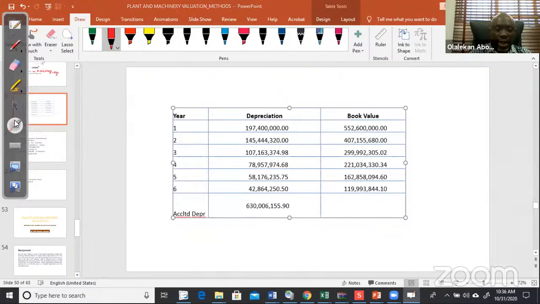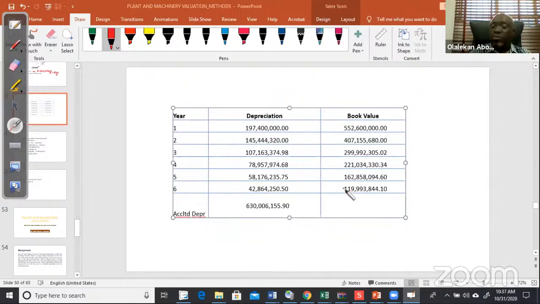Let me point to that. This is the depreciation for year 1, year 2, year 3, year 4, and so on. How do you arrive at this? Your book value for year 1 will be your cost, 750. You apply your rate on it, you get this. You remove this from your cost, you have this as book value at the beginning of year 2. Then you calculate the rate on it, you get this. When you remove this from that book value, it will give you this. So you continue like that until you get to the end of year 6.